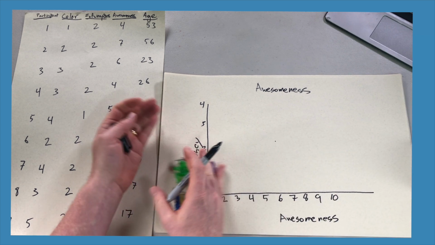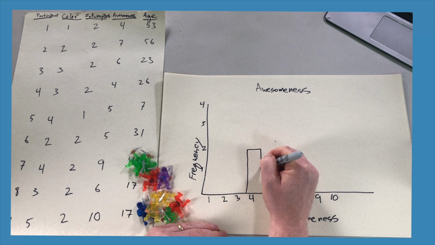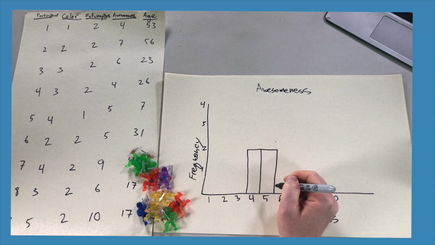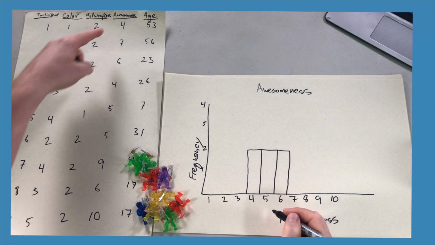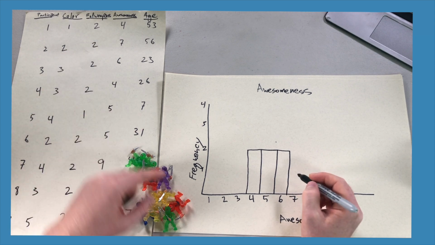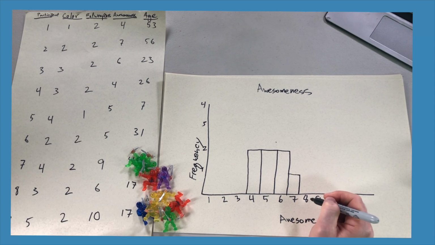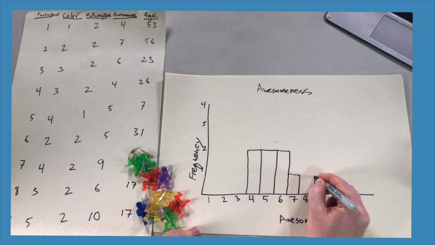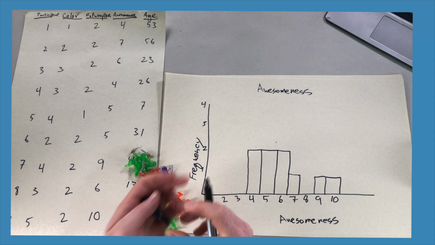Okay, so I'm going to put these over. 4 had a frequency of 2. 5 had a frequency of 2. 6 had a frequency of 2. 7 had a frequency of 1, right? So he goes only up here to 1. 8 has a frequency of 0. 8 doesn't even appear on here. 9 has a frequency of 1. And 10 has a frequency of 1.